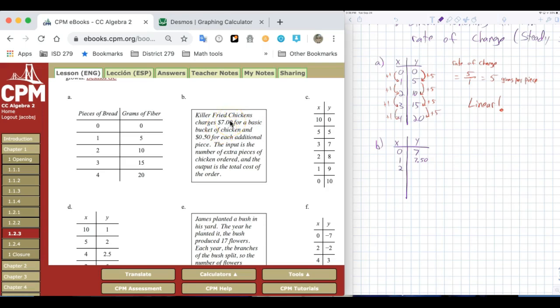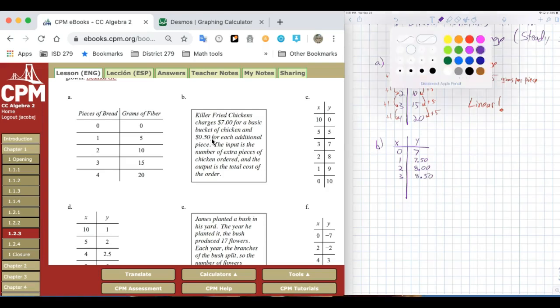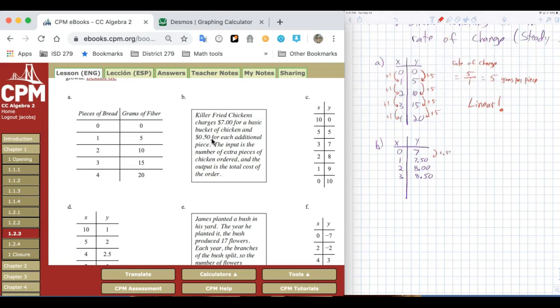And if I buy another extra piece, then I go up by another 50 cents, which is going to be $8. And you might be noticing that, hey, we're going up by a steady rate, just like we did on the last problem. So I'm going to use my color coding. Here we are going up by 50 cents.